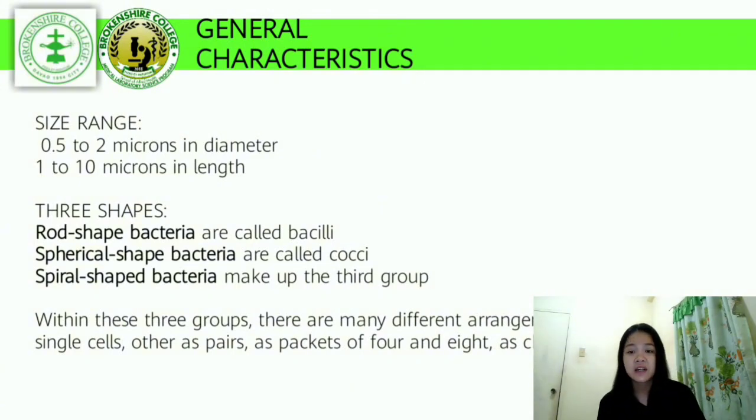There are three general groups of bacteria based on their physical shapes. Rod-shaped bacteria are called bacilli. Spherical-shaped bacteria are called cocci. Spiral-shaped bacteria make up the third group. Within these groups, there are many different arrangements. Some exist as single cells and others as pairs, as packets of 4 and 8, and as chains or clumps.